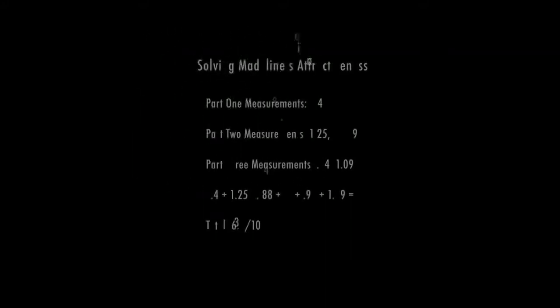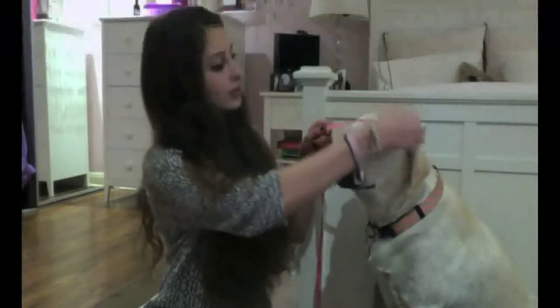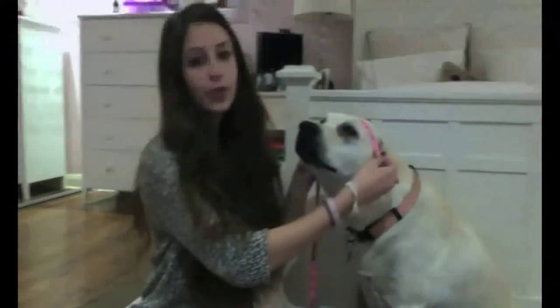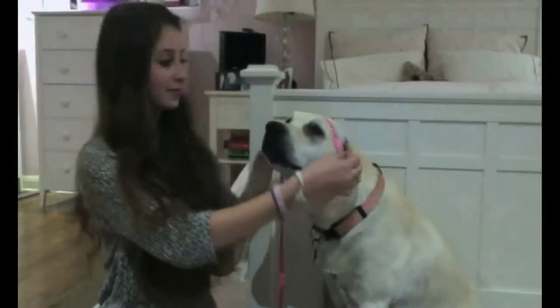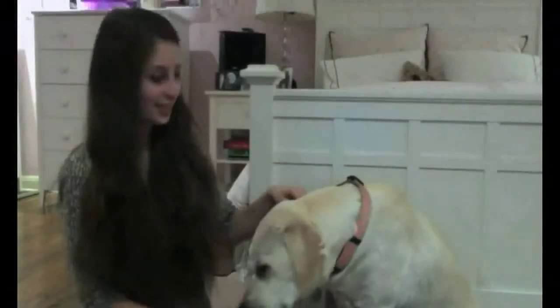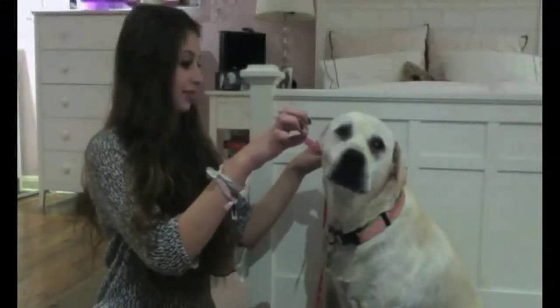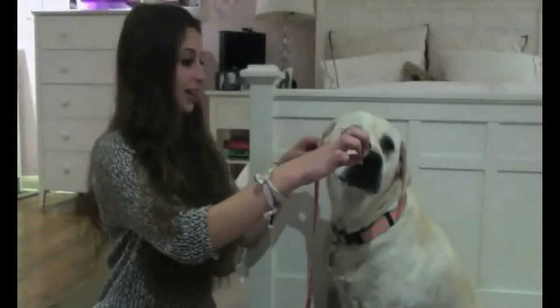Taking all of our ratios from the different parts that we've measured, we add them all together and we get our final total out of 10. So first I'm going to measure the width of her face. The width is about 8 inches. Next I'm going to measure the length of her face. The length is about 10 inches.